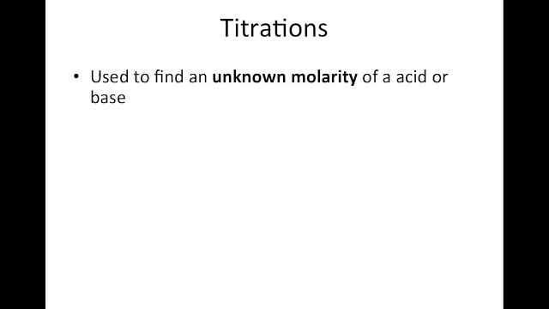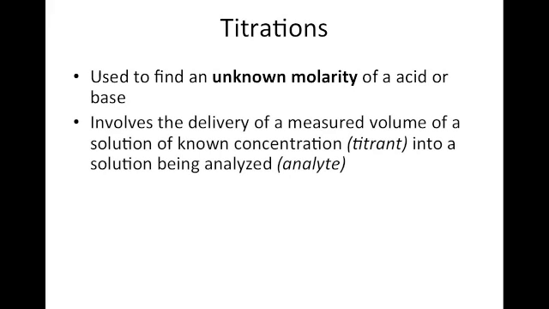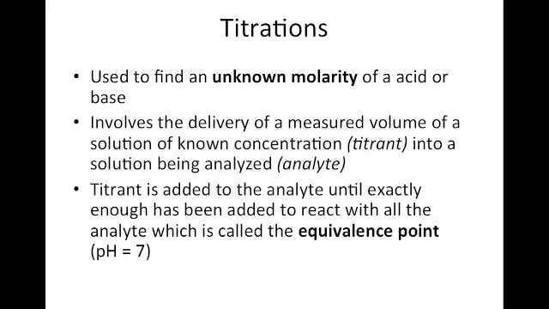Titrations are used to find an unknown molarity of an acid or a base. It involves the delivery of a measured volume of a solution of a known concentration, called the titrant, into a solution being analyzed, called the analyte. The titrant is added to the analyte until exactly enough has been added to react with all the analyte, which is called the equivalence point. And what you're looking for is a pH of 7.